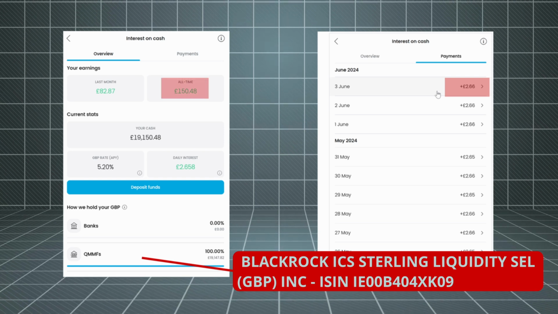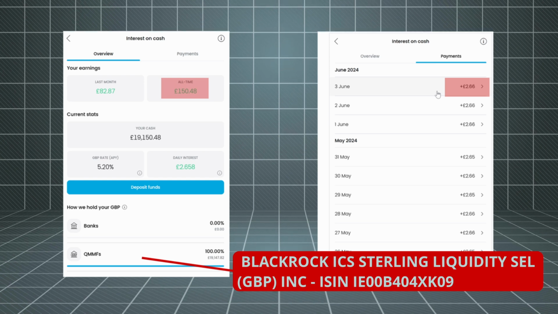We shall see where the interest rates head over the next couple of months and whether I increase those payments into my investments. I'll do another one of these videos in a couple of months' time just to provide you with an update. If there's any other information that you want me to include in these updates, then please let me know.